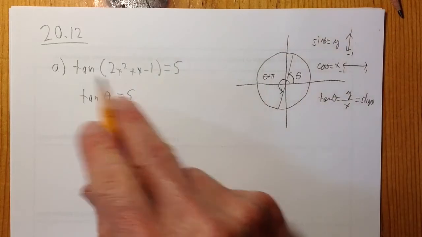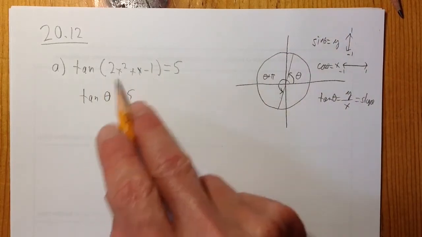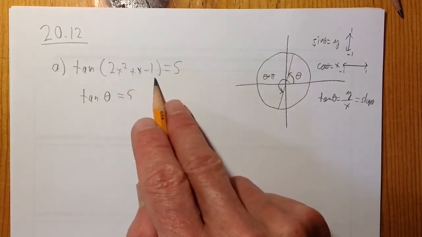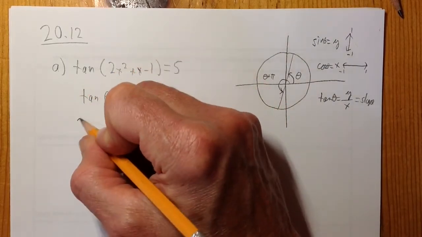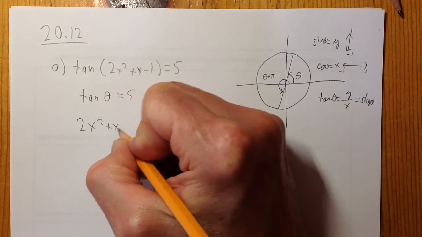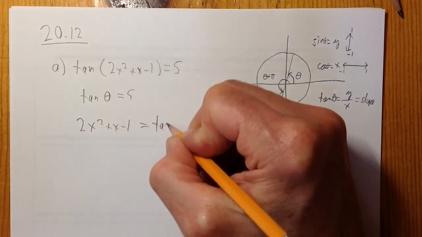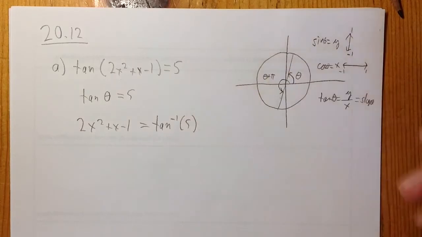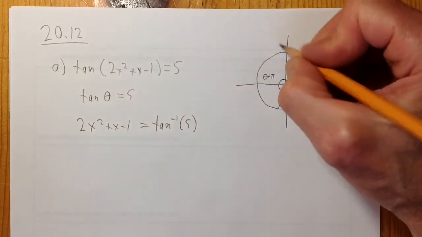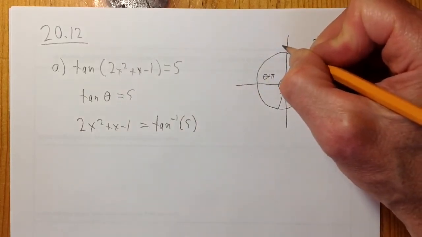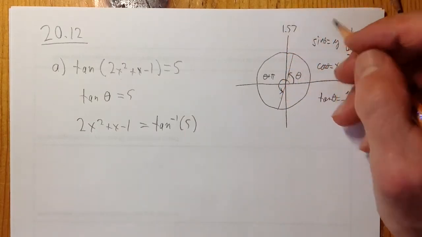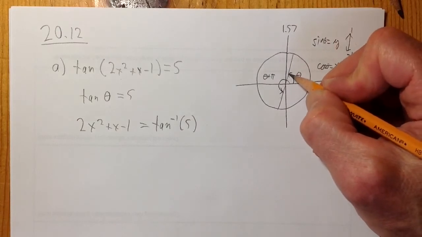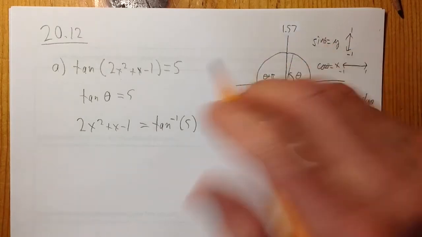So this is saying basically that tangent of what angle theta is 5. And so we just take the inverse tangent of both sides and figure out what this has to be. So take the inverse tangent of both sides, this makes that go away. So we have 2x squared plus x minus 1 equals the inverse tangent of 5. If we guessed, pi over 2 is 3.14 divided by 2, that's like 1.57. This is a steep angle, so it's going to be a little bit less than that, maybe 1.4 or something, we could guess. But we want the exact answer.